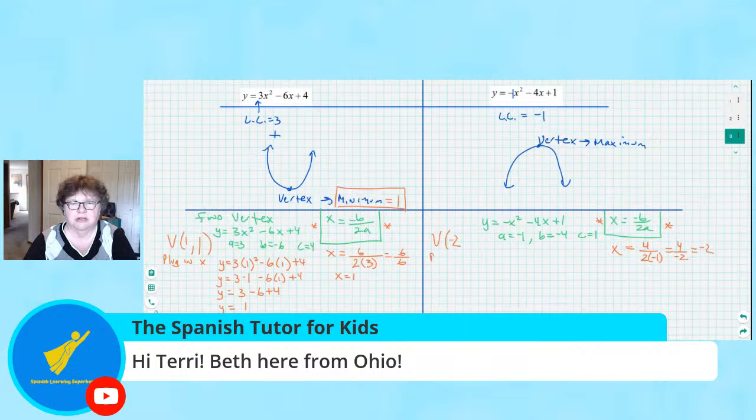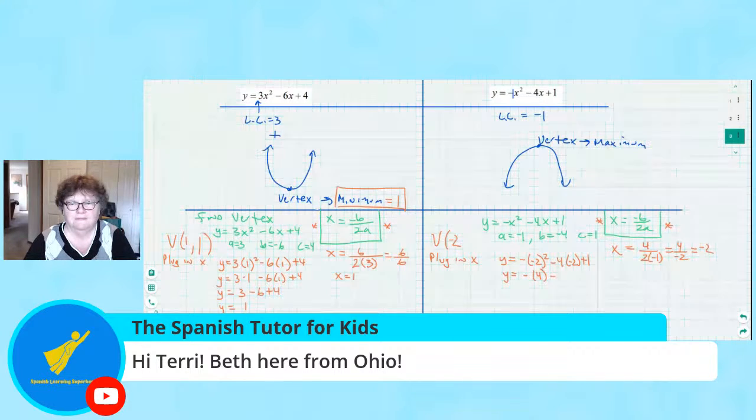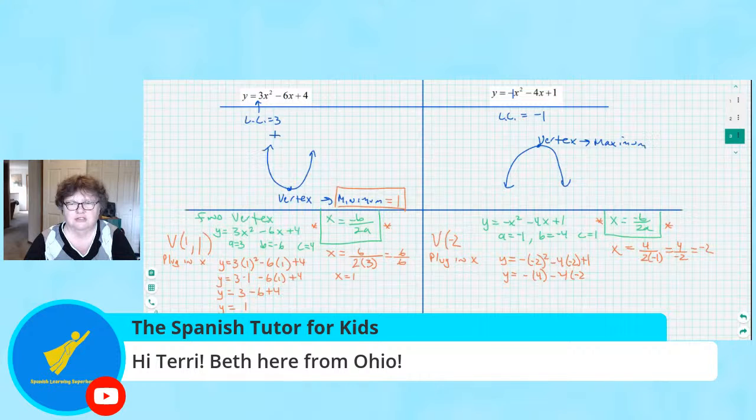Now to get the y, I'm going to plug in the x. So y equals negative... I'm going to be really careful on this one, and I did that on the other one. I'm going to use parentheses when I plug stuff in: negative (negative 2) squared minus 4 times (negative 2) plus 1. The reason I always use parentheses is because you have to follow order of operations. I have to square this before I give it that negative on the outside. So negative 2 squared is 4, minus 4 times negative 2, plus 1. So I get y equals negative 4 plus 8 plus 1.